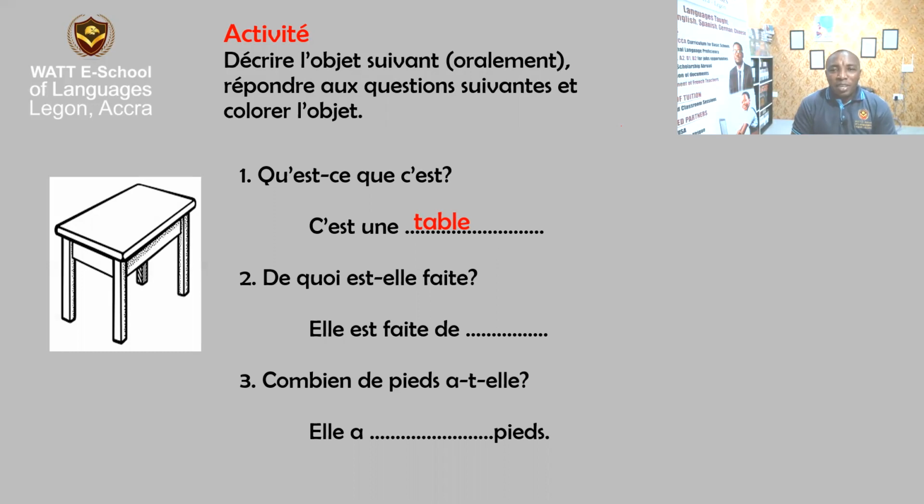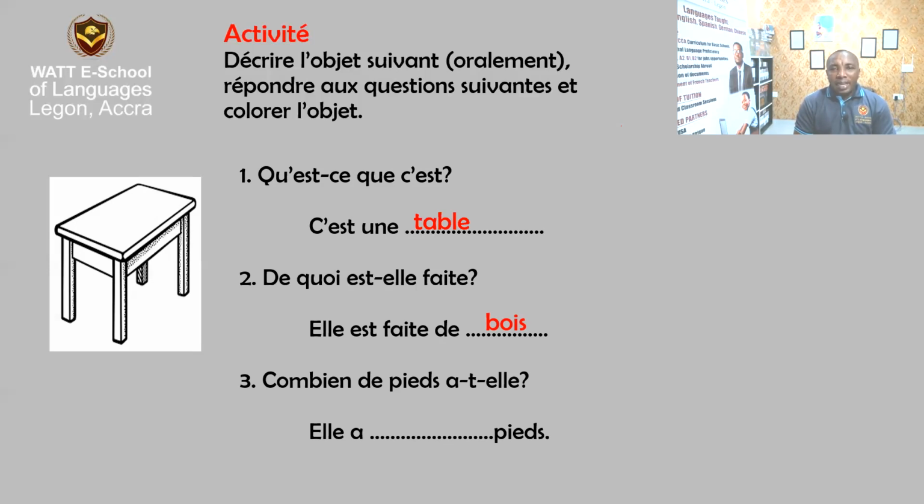De quoi est-elle faite? What do you use to make a table? Elle est faite de, you say what? Wood. So in French, wood means bois. Elle est faite de bois. You see, bois here ends in S, and the S does not sound. Please, don't say bois with the S. No, the S does not sound.